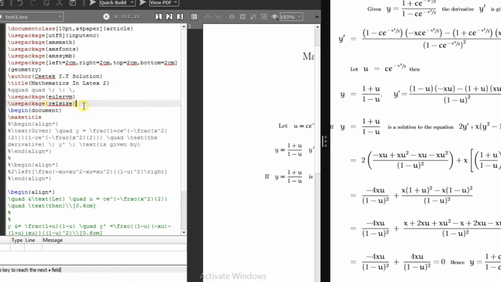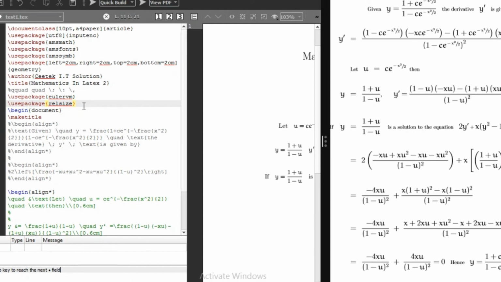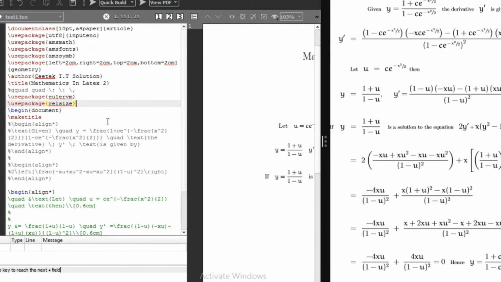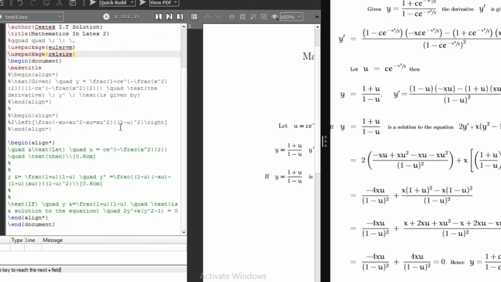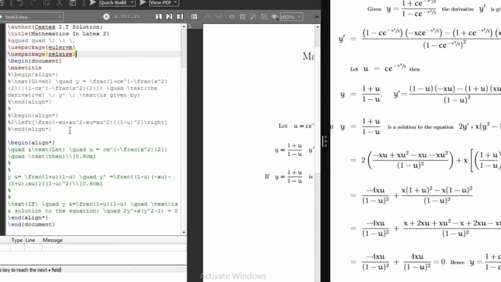Before you compile this project, you must make sure you have an active internet connection. The reason is this package is not added to LaTeX or MikTeX by default, so you have to download it. It will download some small files. You need an active internet connection to be able to use it, but because I have already downloaded it, it's not going to ask me to download it again. On your side, it's going to tell you to download it. So this is how to use it, and it's quite simple.